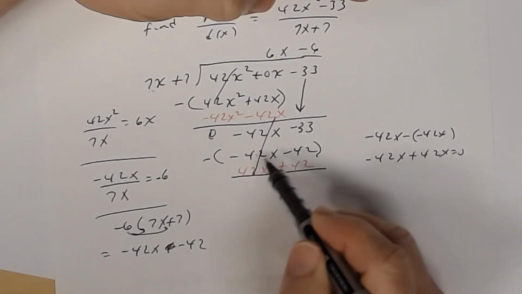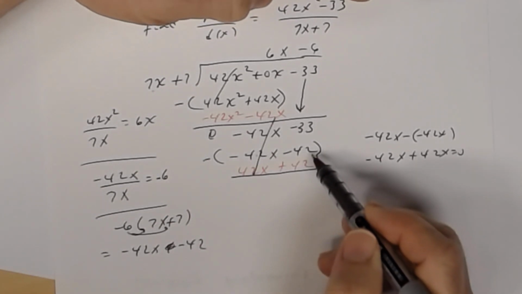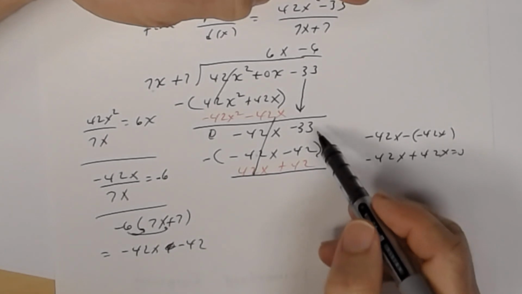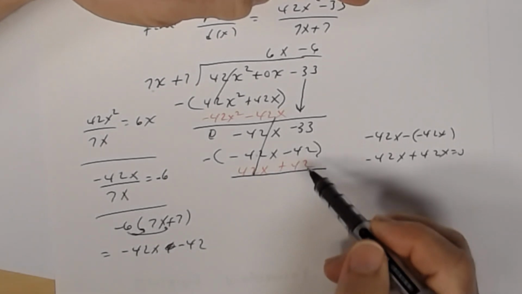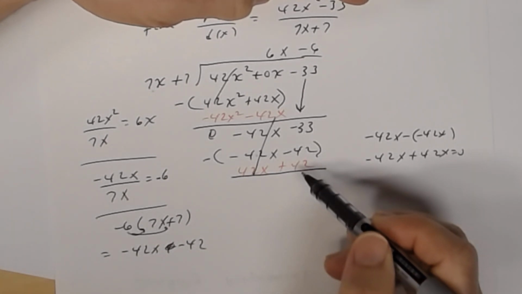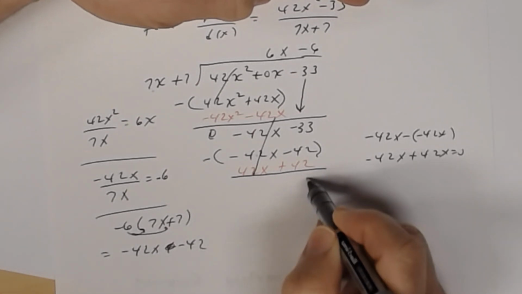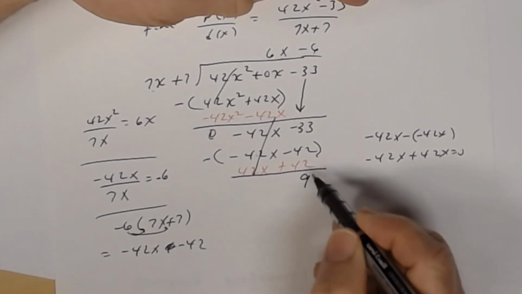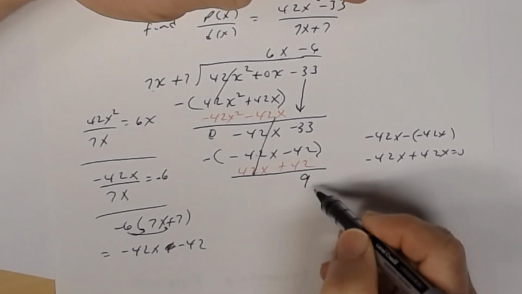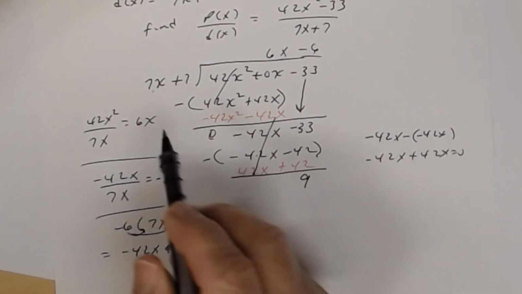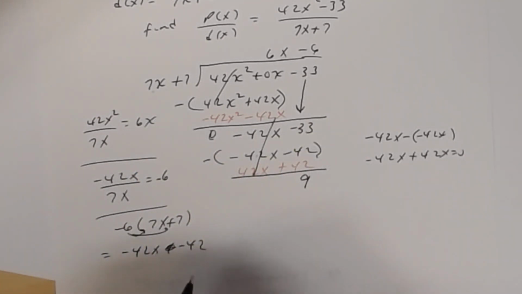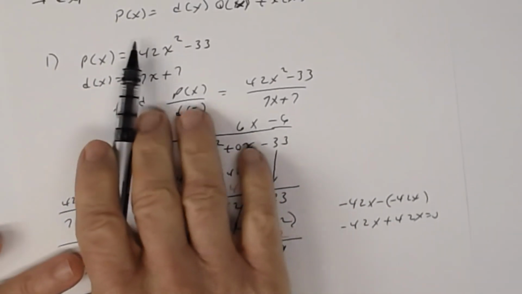Now a negative 33 subtract a negative 42 means the same thing as negative 33 plus 42. All right, and negative 33 plus 42 is a positive 9. Now remember, this is a constant. The degree of a constant is 0, and 0 is less than the degree here, which is 1. So we're done. There's no other term to bring down. You are done.